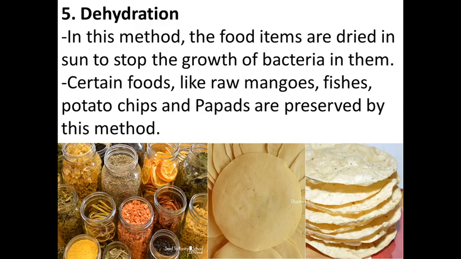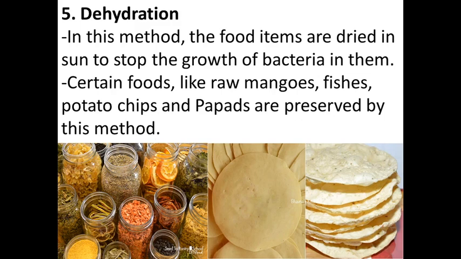So fruits, vegetables, grains are dried by spreading them out in the sun. Many things we can dry and store for a long period of time. That process is known as dehydration. See, raw mangoes, you are eating those dried raw mangoes. Fishes, you know, dried fishes.